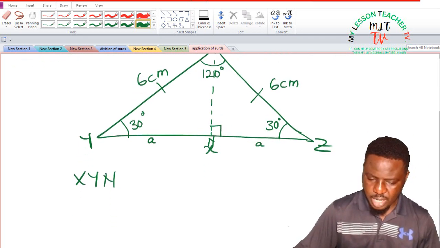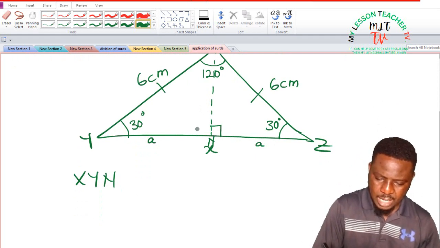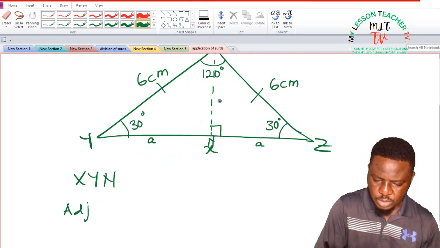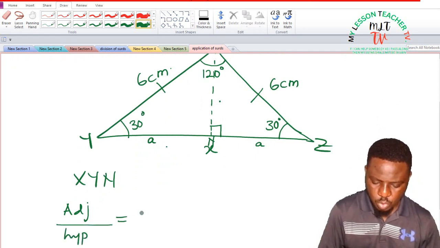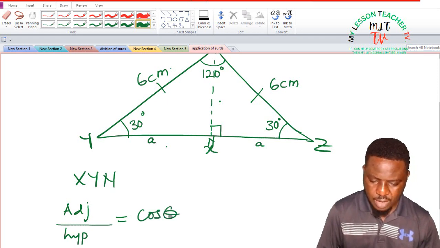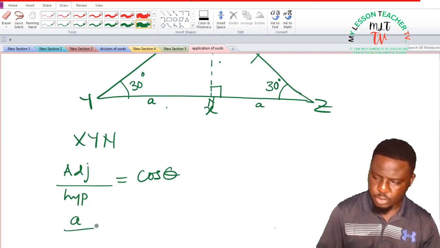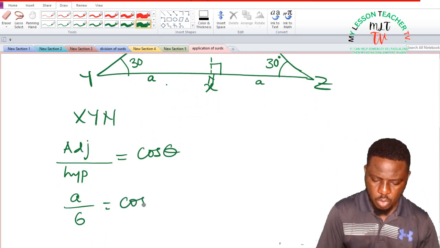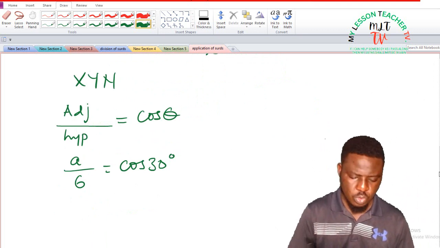XYN. So in triangle XYN, this is angle 30 degrees, and I have the ratio of the adjacent side, because this is the opposite, this is the adjacent, this is the hypotenuse. So the ratio of the adjacent to the hypotenuse side is said to be equal to the cosine of angle 30 degrees. So let's substitute. The adjacent is said to be A, while the hypotenuse is said to be 6, is equal to cos 30 degrees. Cos 30 is said to be root 3 over 2.